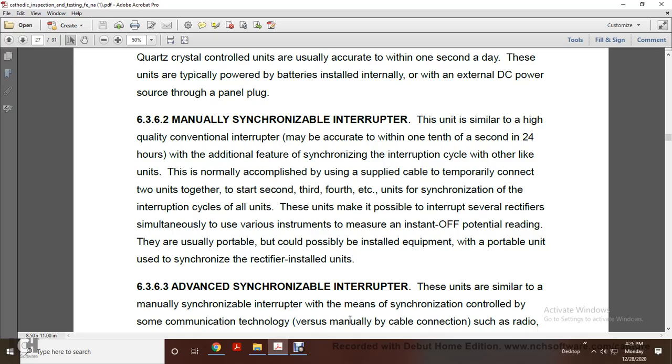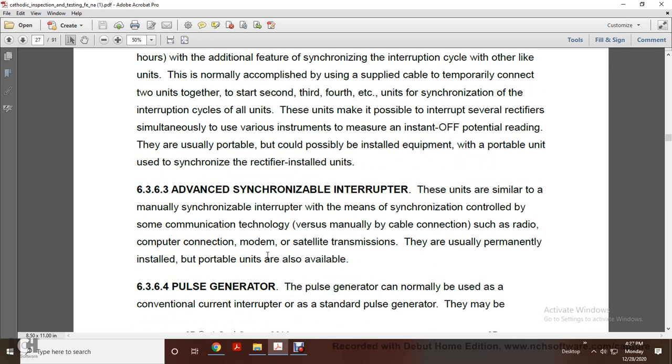The additional feature is for synchronizing the interruption cycle, while other units are normally accomplished by a supplied cable to a temporary current connection. Two units together start the third, fourth, and so on, for the synchronization of the interruption cycle with all of the units, if possible. Interrupt several of the rectifiers simultaneously, with various interruption instruments, to maintain an instant off potential reading. Usually portable, but it could be possible to install with equipment, with a portable unit with a synchronizing rectifier installed.